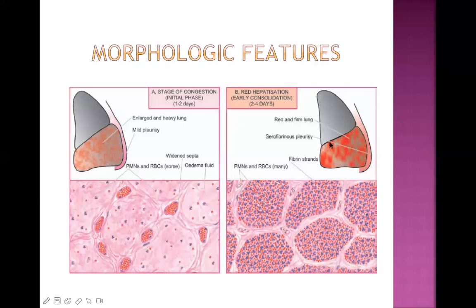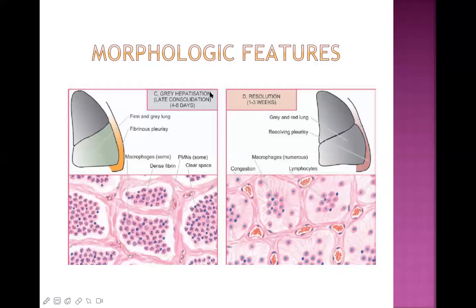It looks quite red and solid. Now it looks like liver, that's why the term hepatization. Now look at this, it explains why it looks solid. The third one, gray hepatization. Now it still looks solid, okay, color is gray, but inside the alveoli small spaces are already going to be created. That means it is going to resolve very soon.